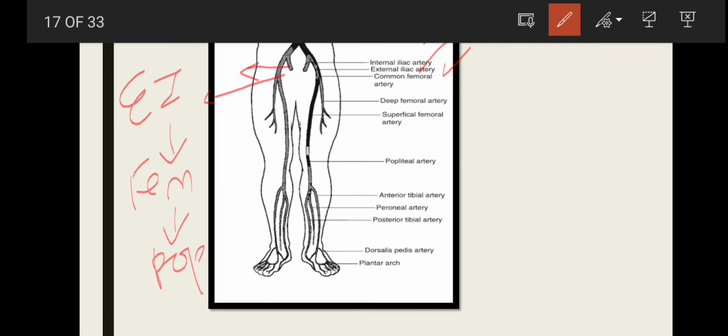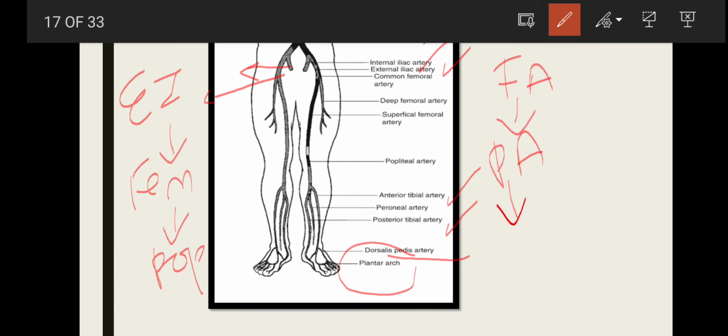Now this popliteal artery divides into two main divisions: anterior tibial artery and posterior tibial artery. This anterior tibial artery continues as the dorsalis pedis artery and it forms an arch. So you have to know that the femoral artery continues as the popliteal artery, which divides into two main divisions, anterior tibial and posterior tibial. The anterior tibial forms the dorsalis pedis, and the dorsalis pedis forms the plantar arch.